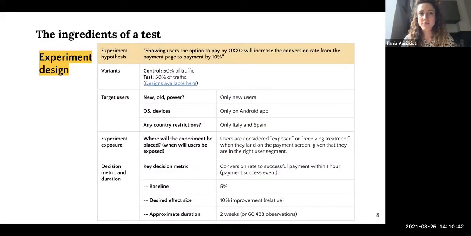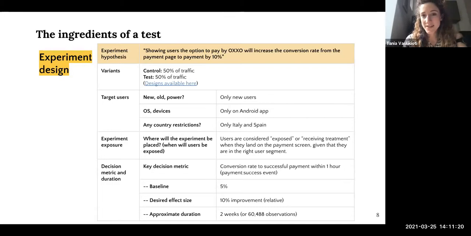Then we really need to have this experiment design. So usually it helps very much to have this kind of document where everybody's aligned on what this experiment is trying to prove. So we have this experiment hypothesis, which, for example, corresponds to this GIF from before of introducing some new payment methods. So we could say an experiment hypothesis could be, for example, showing users the option to pay with this new payment provider will increase the conversion rate from the payment page to payment by 10%.